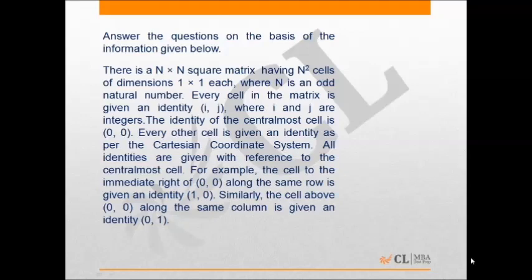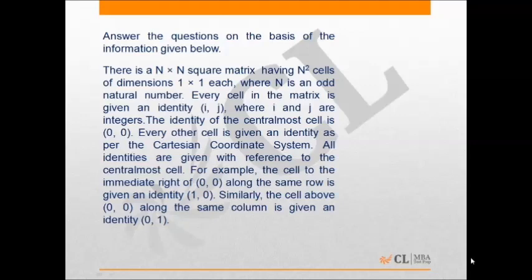This is a level 3 question. It is based on coordinate geometry. So if you read this paragraph completely, there is an n cross n square matrix having n square cells of dimension 1 cross 1 each, where n is an odd natural number.